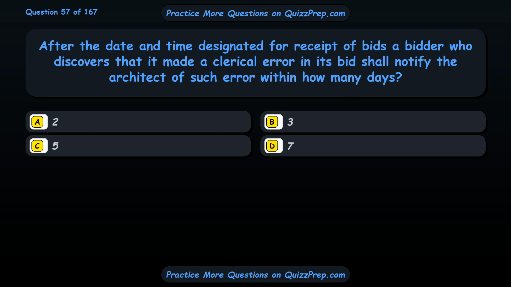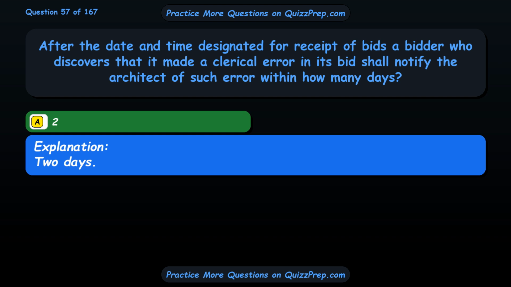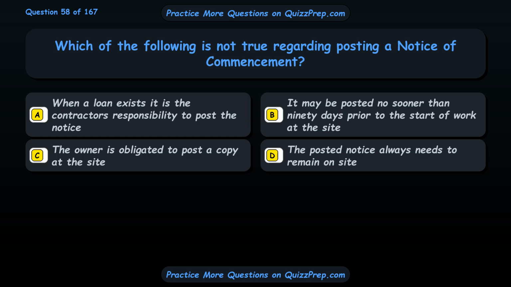Question 57. After the date and time designated for receipt of bids, a bidder who discovers that it made a clerical error in its bid shall notify the architect of such error within how many days? Option A 2, option B 3, option C 5, option D 7. The correct answer is option A, 2 days.